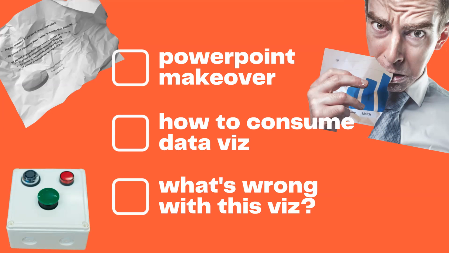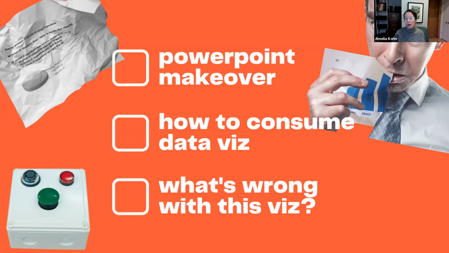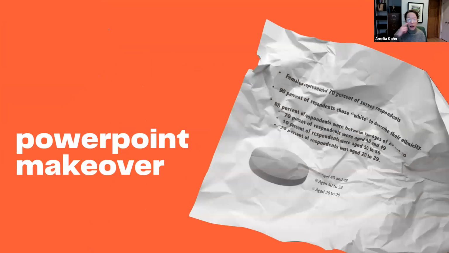All right, right now we have PowerPoint Makeover in the lead, with the other 2 tied. What's Wrong with This Viz? just went up into second place. Okay, so it's like a horse race or something. Okay, so should we start? Okay, cool. Why don't I do PowerPoint Makeover, and then you could tell me if How to Consume Data moved ahead. All right. Yeah, it looks like now you're showing us the results. Yeah, so it looks like PowerPoint Makeover and What's Wrong with This Viz. Okay, cool. Okay, so PowerPoint Makeover.